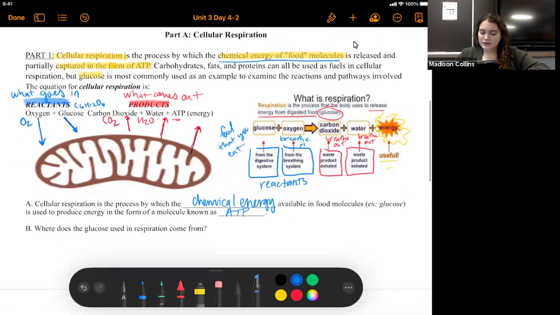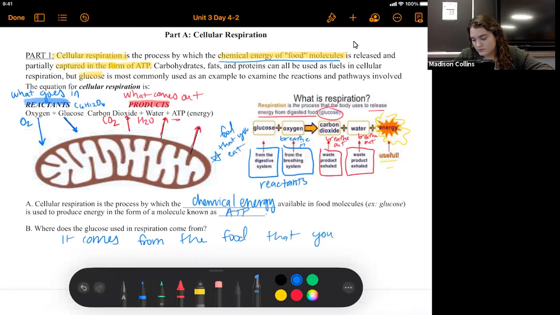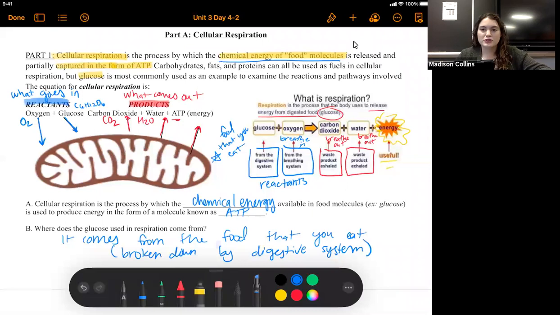Okay, and where does that glucose used in respiration come from? So remember what I told you guys right here. This comes from the food that you eat. And note that it has to be broken down by the digestive system before it can be used by the mitochondria, because those molecules of glucose have to be super, super small to cross the cell membrane.